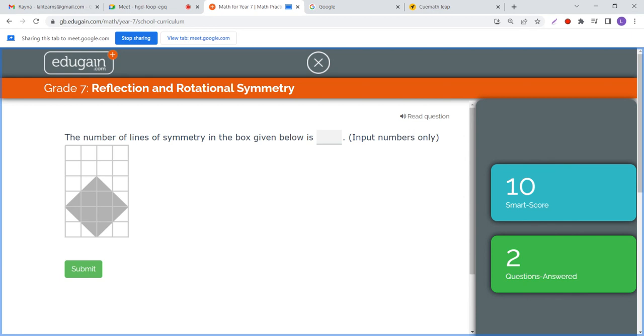Number of lines of symmetry in the box. How many? Four. Lines of symmetry? Four. Okay, and which are those? Four lines of symmetry, that is agreed. Two diagonals and two across the plane. So let's say four.